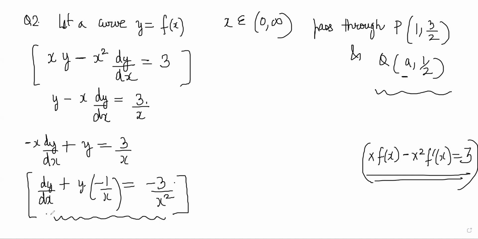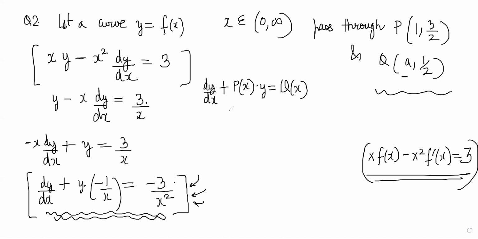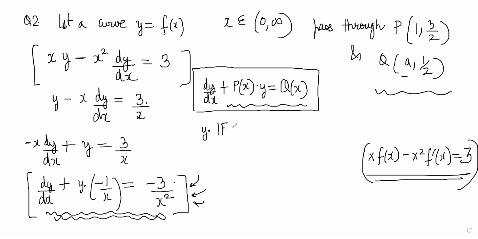Do you recognize this standard form? Yes, sir. So those who have not done differential equations may not understand this part, but this is a standard form of differential equations. dy by dx plus p of x times y is equal to q of x. This is called a linear differential equation. Okay. And if you have an equation looking like this, then the solution or y value can be found by doing y times integrating factor is integral of q of x times integrating factor, where integrating factor is e power integral p of x dx.